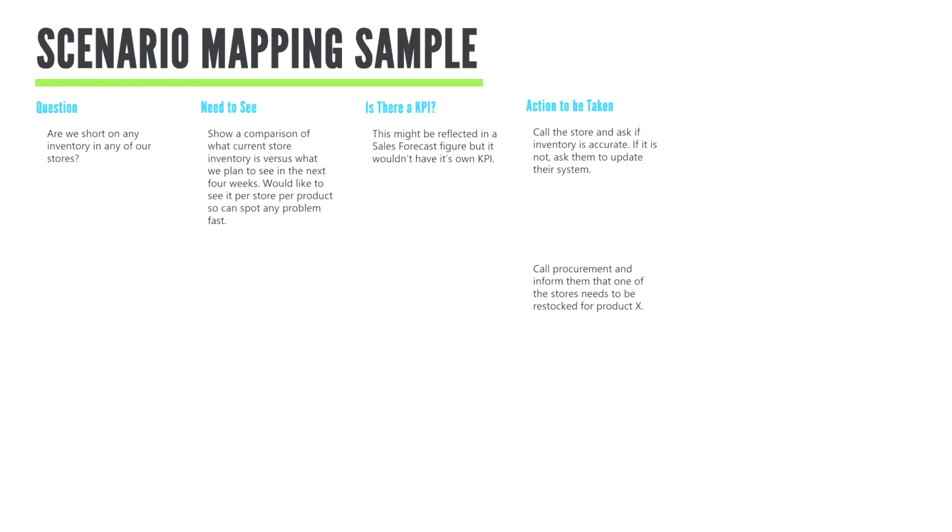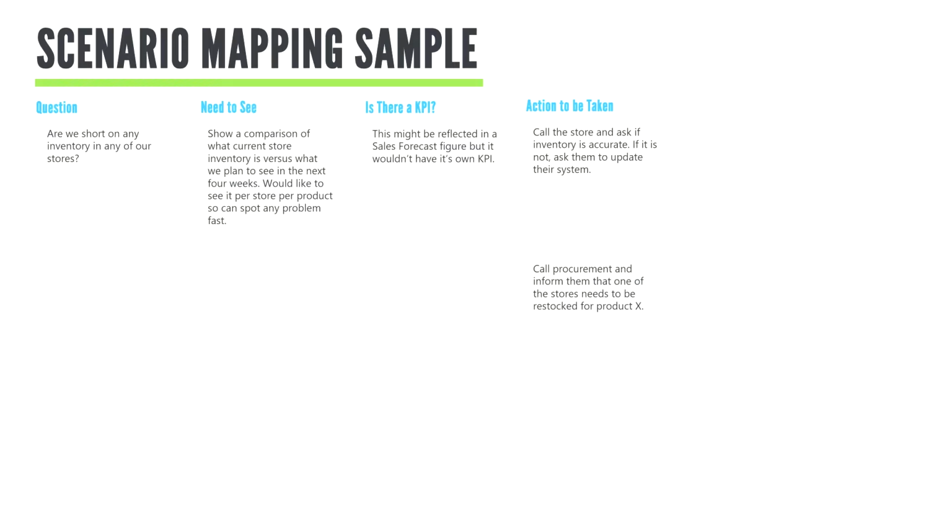So the question: are we short on any inventory in any of our stores? That's the question. Okay, well, what does the user need to see to answer that? Show me a comparison of what current store inventory is versus what we plan to see in the next 4 weeks. Would like to see it per store, per product, so I can spot any problem fast. Okay, that's cool. I think everyone can understand that, it's in plain natural language terms. And we're not describing what the chart looks like yet. But this is an interim step to picking what the chart might look like.